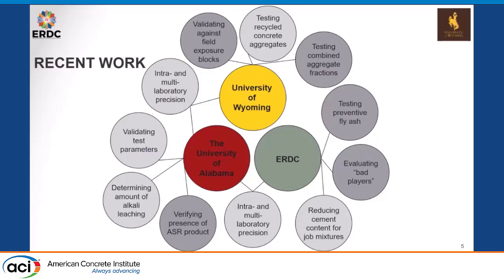All right, so we talked about the history of it. This is some of the more recent work. Like I mentioned, when I was at UA, I was validating some of these test parameters. We did look at alkali leaching involved in the test method. It's on par with 1293. Everything in the dark gray is what I'm going to kind of touch on in the next few slides. We did look at the presence of ASR through SEM. That's all preliminary at this point.